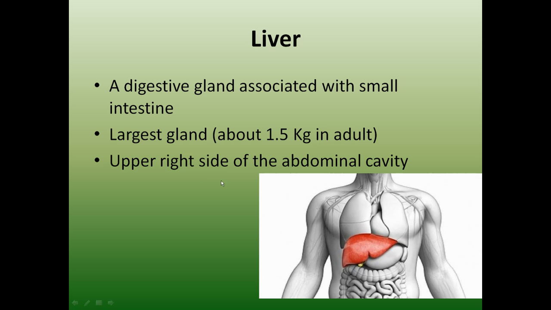It is present in the upper right section of the abdominal cavity. You can see over here, this is our abdominal cavity, the upper right section from the body's perspective, not your perspective. It will be left from your side, but from the body's perspective it will be the right section. So the liver is present in the upper right section of the abdominal cavity. And the weight is 1.5 kg. It's the largest gland in the human body.